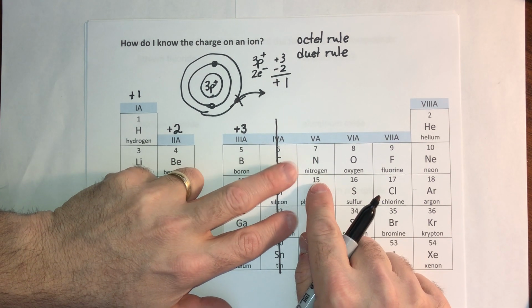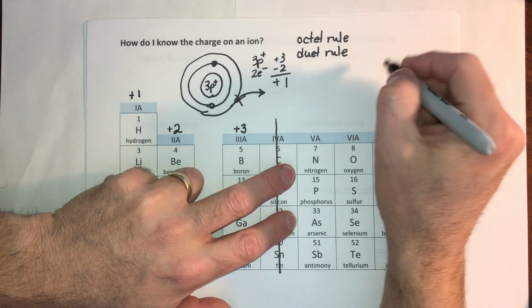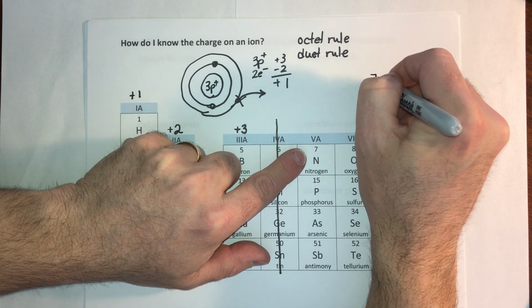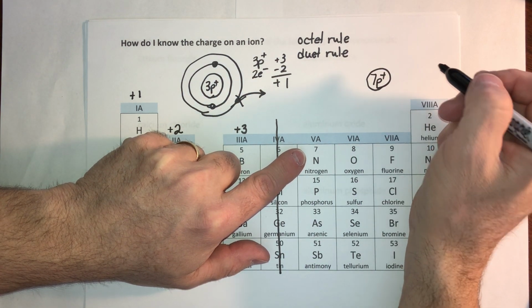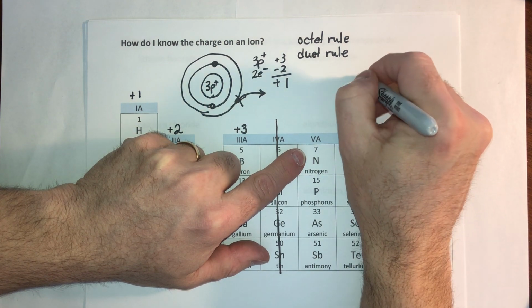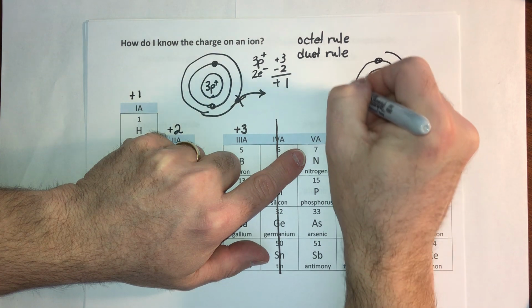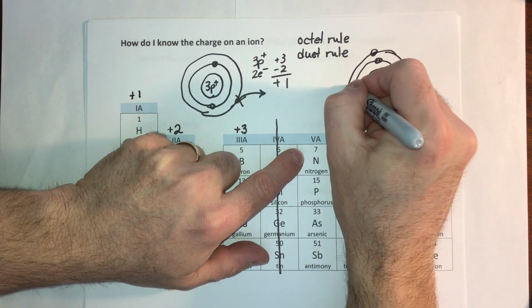Now, let's say we move on to this group here. Let's say we talk about nitrogen. And let's actually draw a diagram. Nitrogen is element number 7, so that's 7 protons. It's a neutral atom, so it has 7 electrons. We put 2 in the first ring, and that means I have 5 left over to put in the second ring.